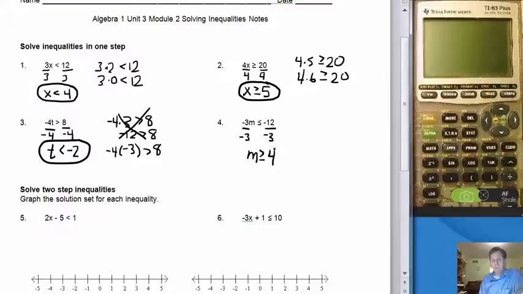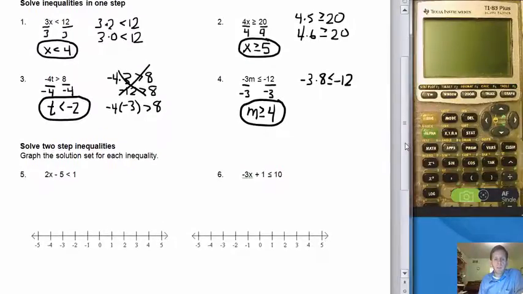If you're unsure, pick a number that makes the statement true. Pick an m that's bigger than or equal to 4. Okay, let's try 8. 8's bigger than 4, so let me plug in 8 for m. Negative 3 times 8 is less than or equal to negative 12. Negative 3 times 8 is negative 24. That's definitely smaller than negative 12. Statement's true. There's your answer for number 4.